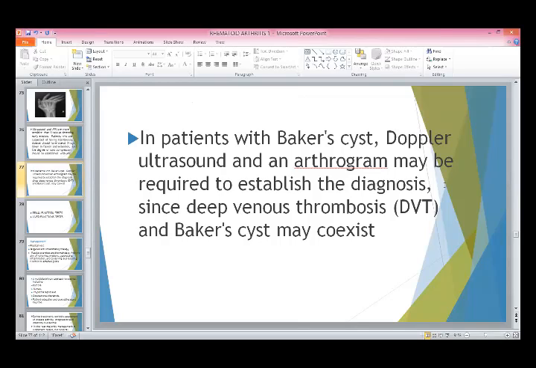In patients with Baker cyst rupture or without rupture, Doppler ultrasound and an arthrogram may be required to establish the diagnosis. Since a DVT and Baker cyst may coexist, one has to rule out the presence of deep vein thrombosis, which coexists with Baker cyst.